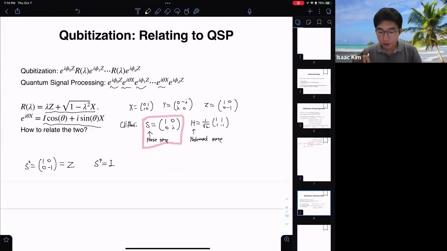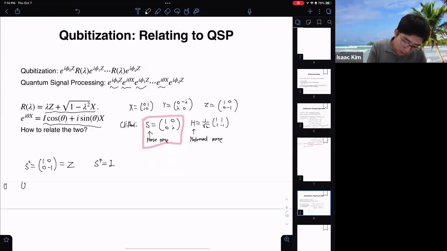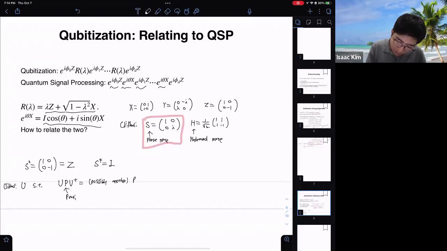And Clifford gates are defined in the following way. The gates in the Clifford group are the unitaries U such that U P U dagger, where P is a Pauli, is possibly another Pauli.